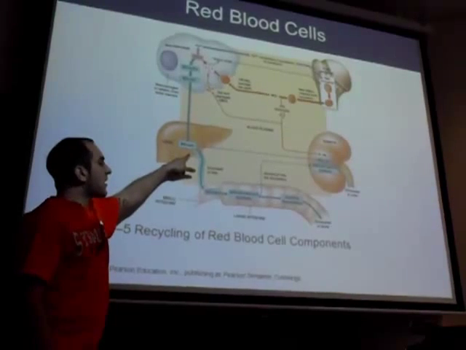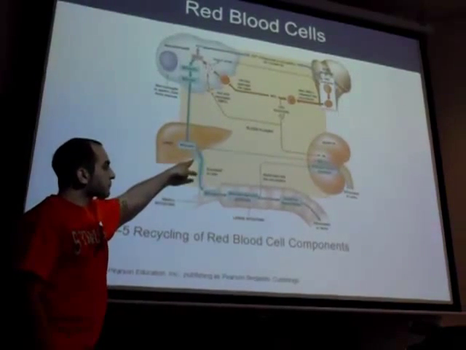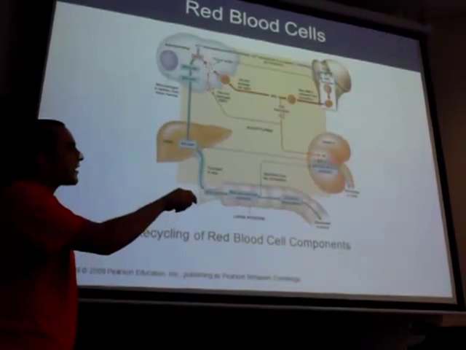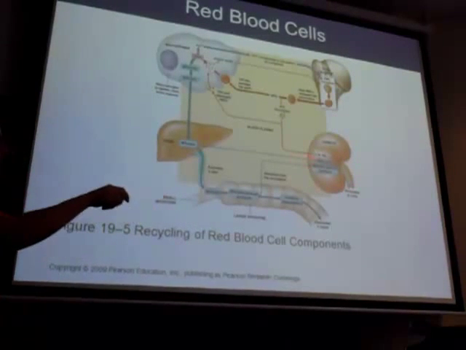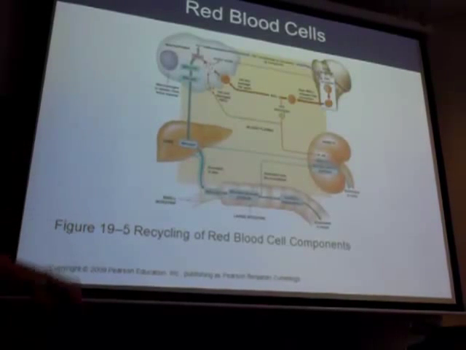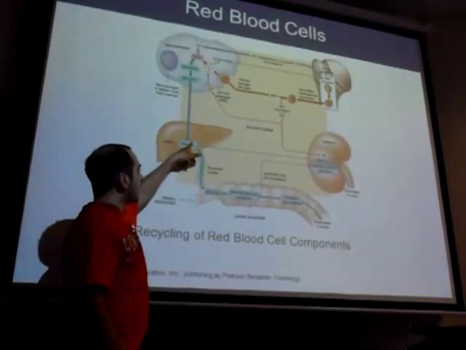So it's going to be there. And then the bilirubin is going to go through the circulatory system and make its way to the kidneys, and then be excreted and make the urine a yellow color. And then the other fate, and I'm not testing you on this part, is that it can be stored.